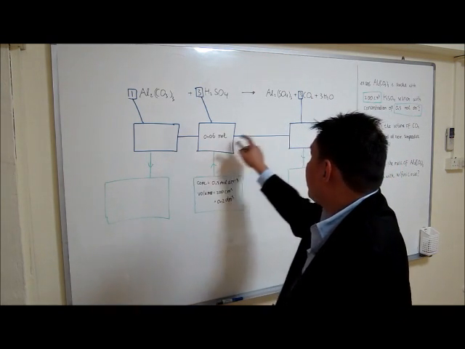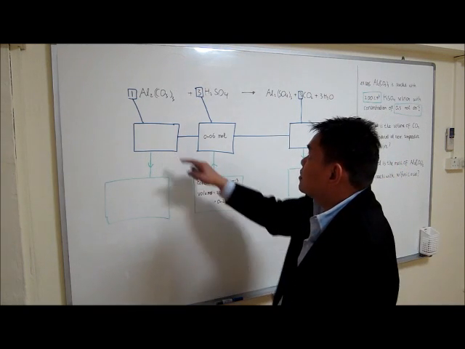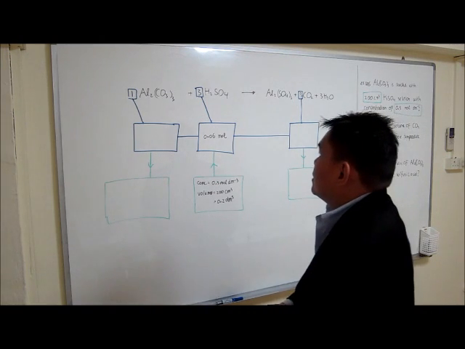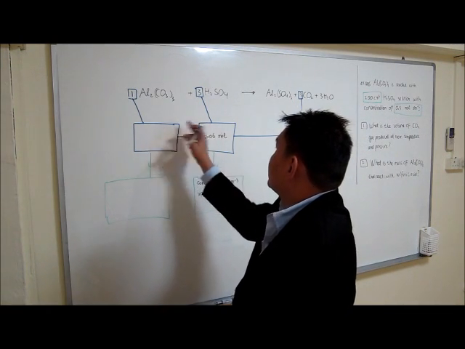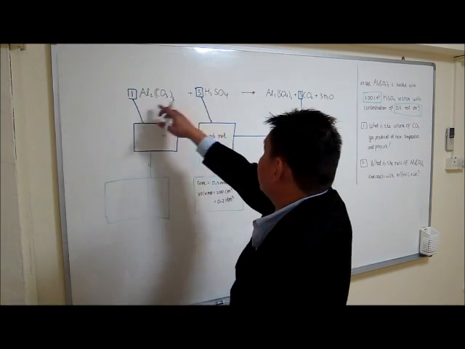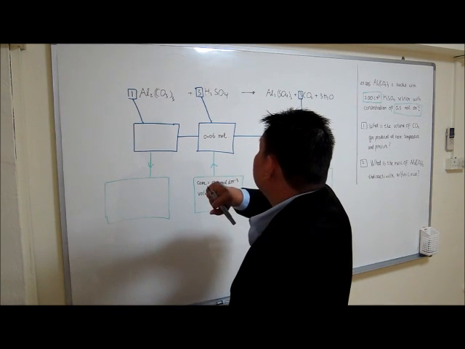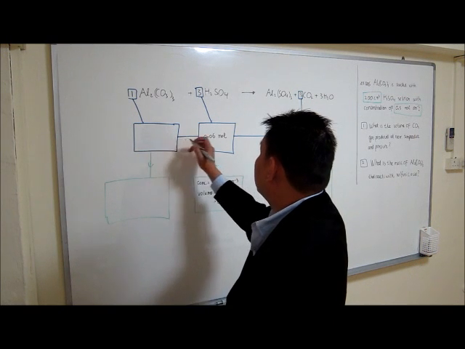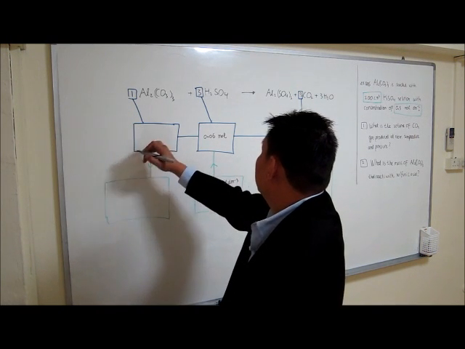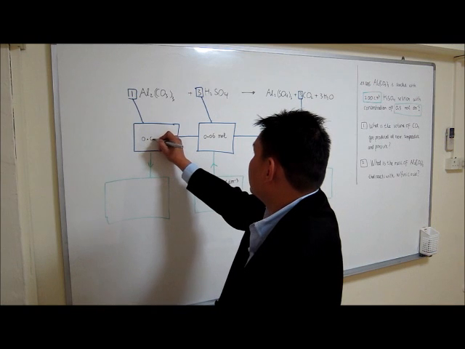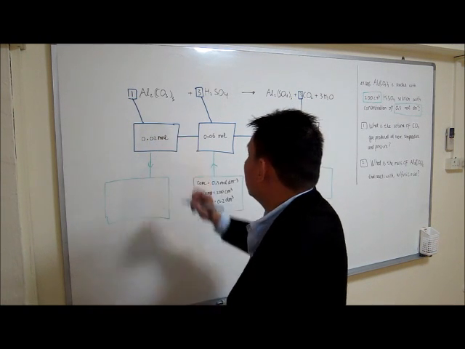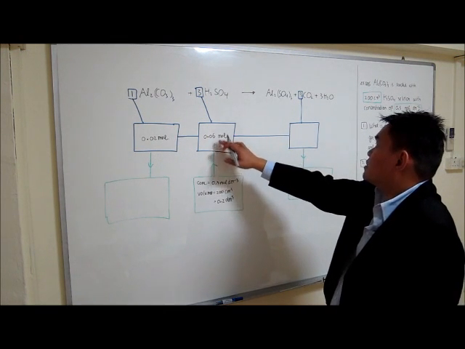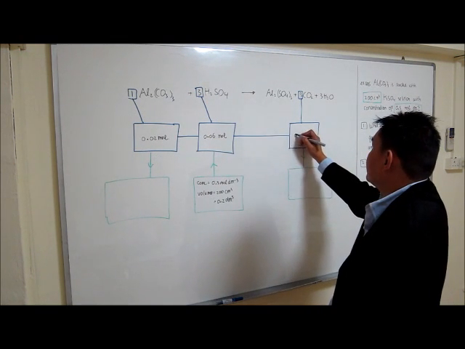So we can easily calculate the mole of aluminum carbonate and carbon dioxide. The mole ratio is 1:3. We are following the mole ratio in the chemical equation. So 0.06 divided by 3, you're going to get 0.02 mole. And the mole of carbon dioxide is also 0.06 because the ratio is 3:3.